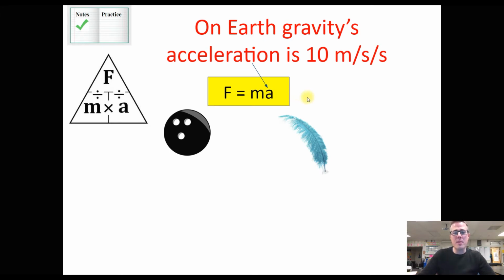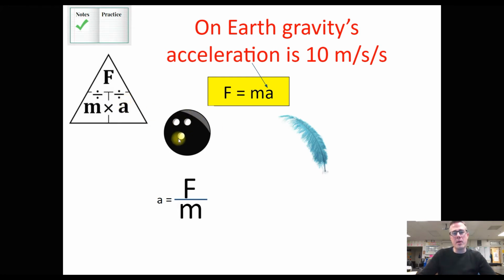So let's go back to the bowling ball and the feather for just a second, and let's talk about why those two things fell at the same rate. So let's say that you wanted to solve for the acceleration. And so you rearranged the equation so that you're solving for A. Remember, if you cover A in this triangle, you'll get F over M. I just rearranged the equation.